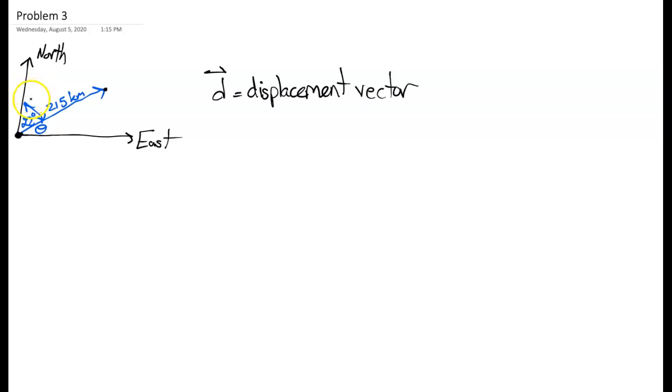So the angle is with reference to the north axis, so that's why you see the angle is relative to the vertical axis, not the horizontal one. So let's go ahead and first find what this angle theta is. Theta is 90 degrees minus the 22 degrees, or 68 degrees.